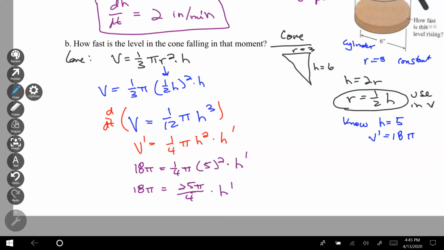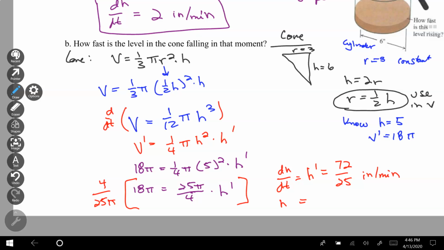And I'm going to get rid of that fraction. I'm going to multiply by 4 over 25 pi. And I get my dh over dt, which is h prime, is equal to, well, the pi's cancel out. I get 72 over 25. It is measured in inches per minute, or you could say h prime equals 2.88 inches per minute.